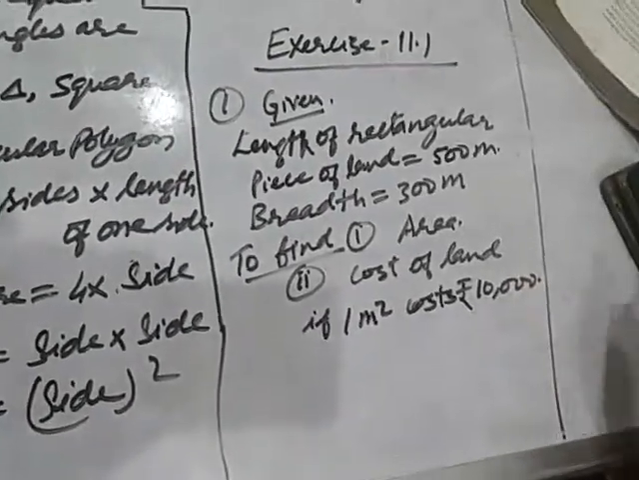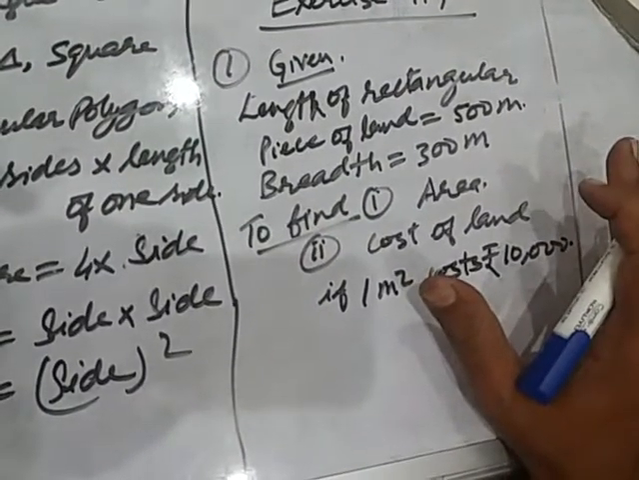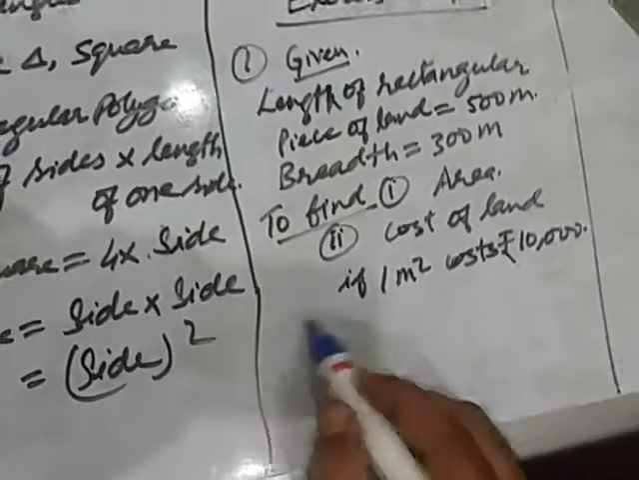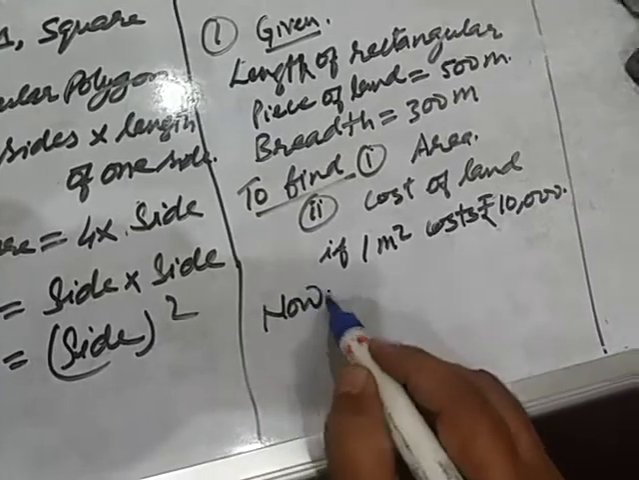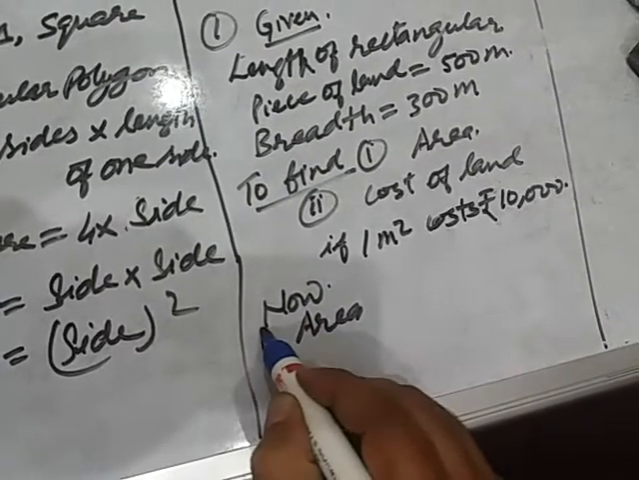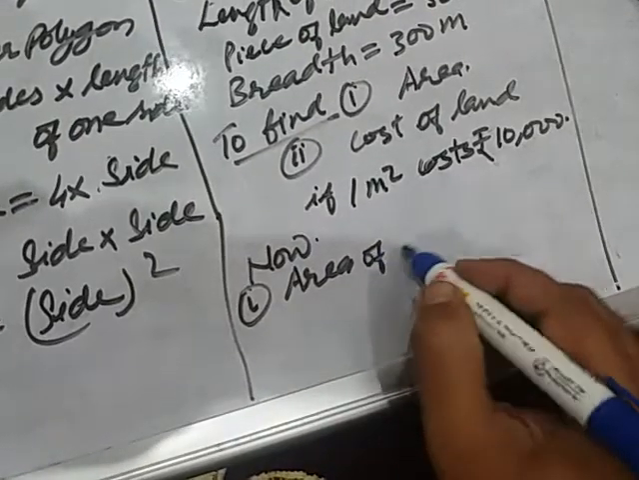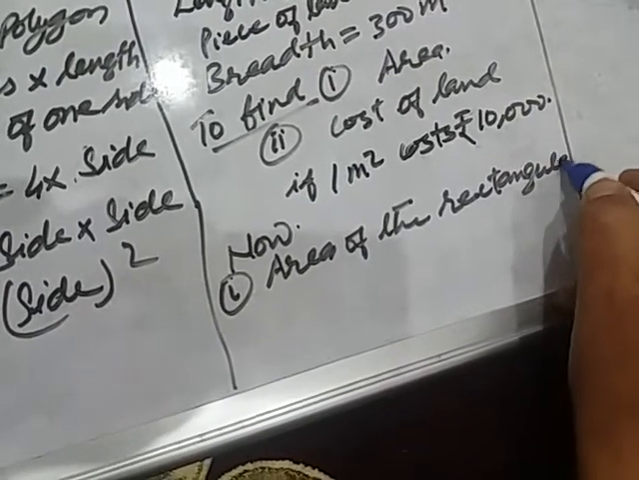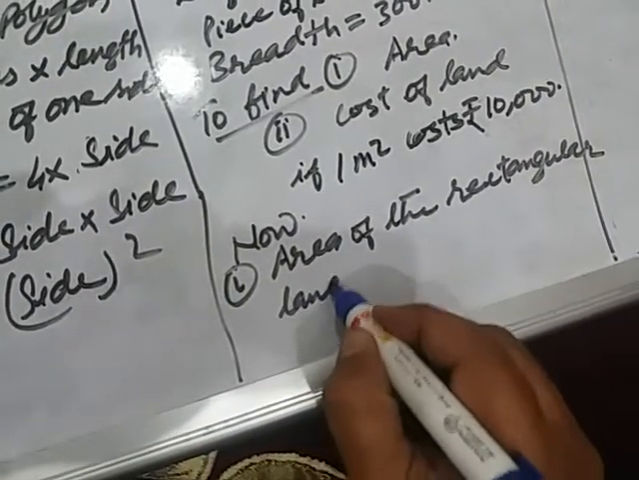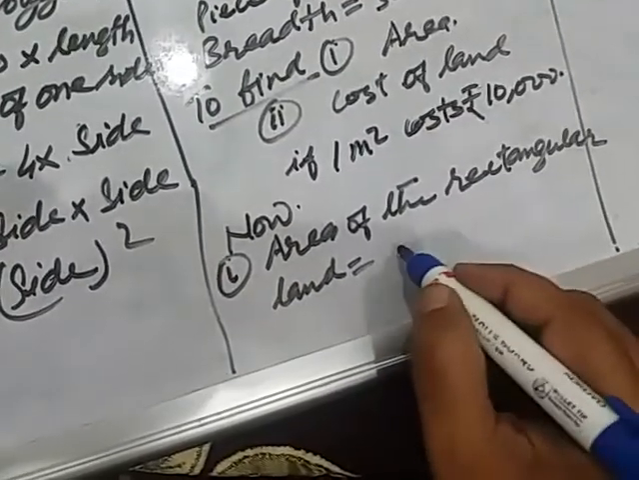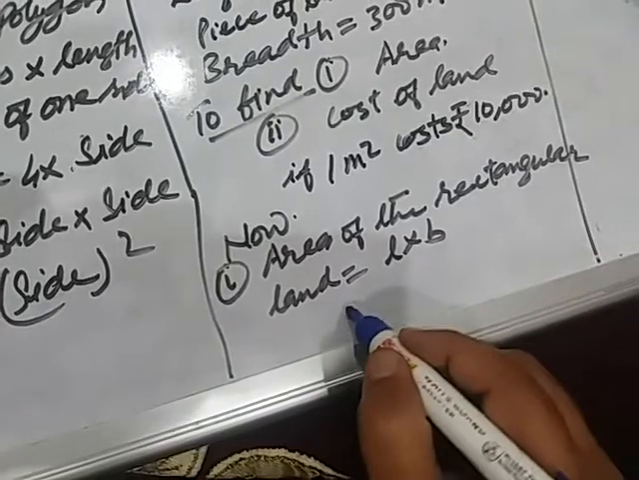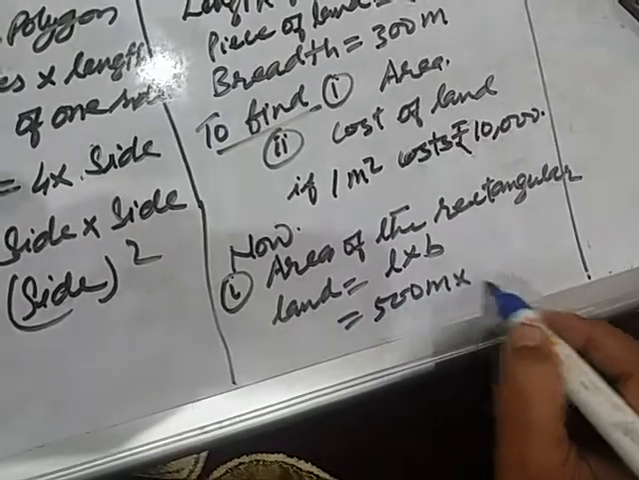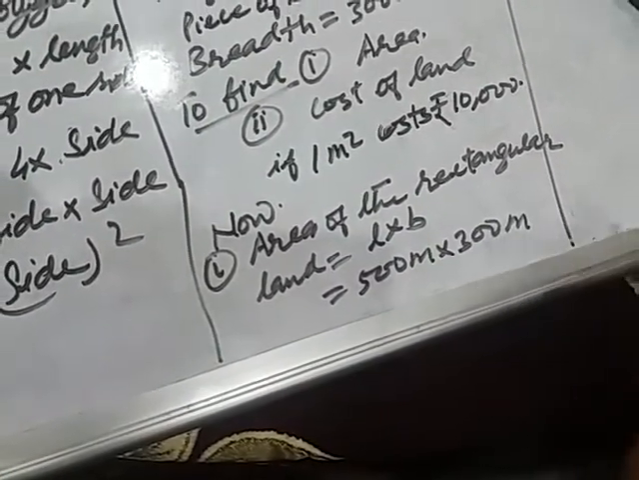Length of the rectangular piece of land means, how is the land? Land is rectangular, so we have to find out the area of the rectangular field. So let us solve children. Area number 1 we are finding out. Area of the rectangular land equal to length into breadth. What is the length? That is 500 meter multiplied by 300 meter.